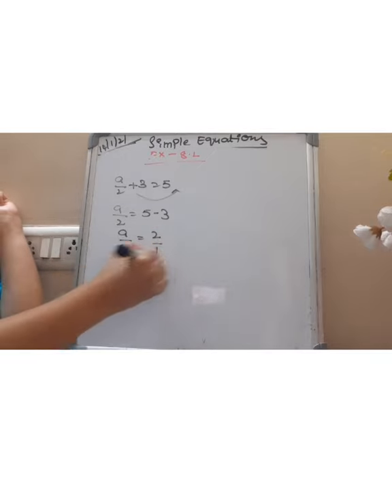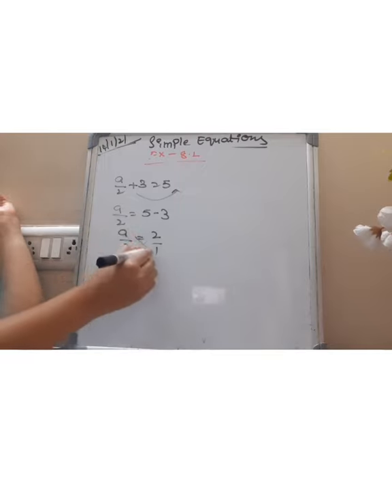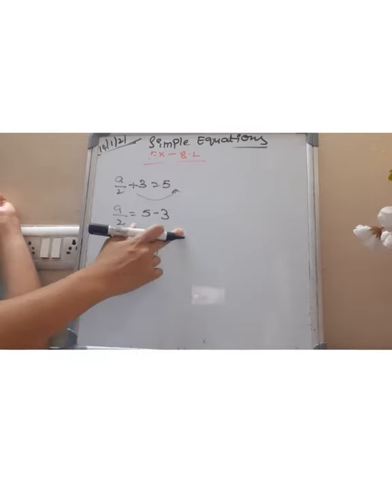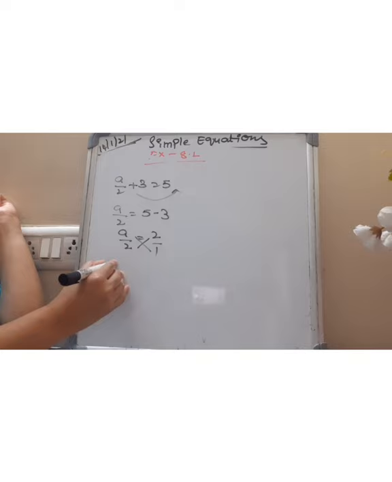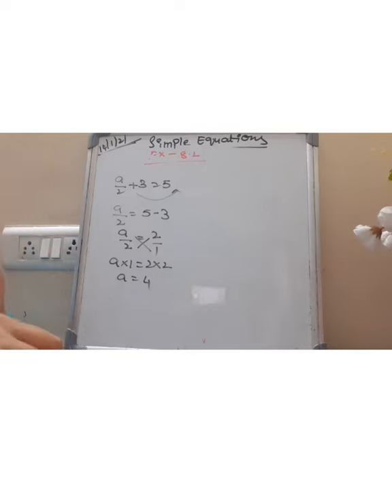Now we can go for the cross multiplication, children. Whenever you have fractions equal like this, you have to go for the cross multiplication. It is easy. Cross multiplication is just multiplying the numerator with the denominator of the other side. So a into 1 is equal to 2 into 2. So a is equal to 4. Now we got the answer: a is equal to 4 here. Okay.